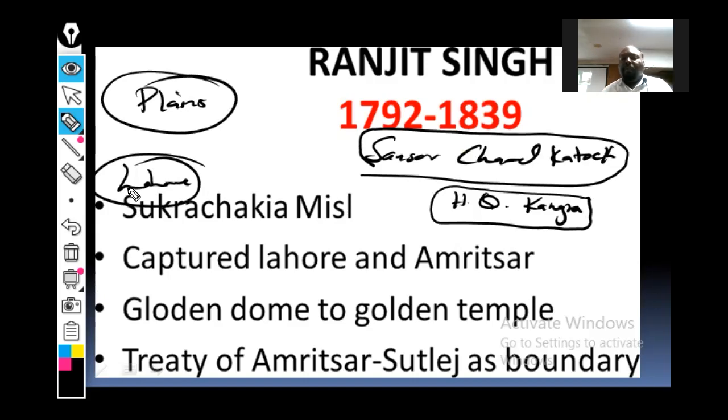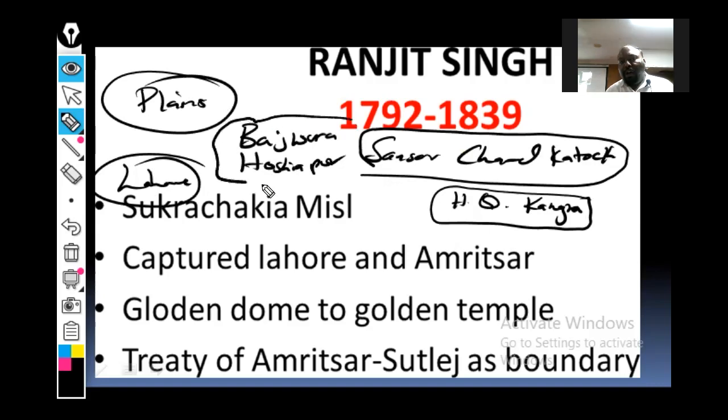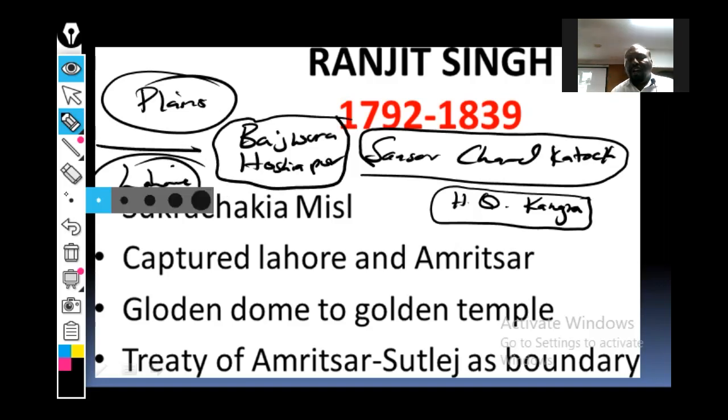So he sends a marching contingent. And by the time Sansar Chand Ghatok had captured Bajwara and Hoshiarpur. When Hoshiarpur was captured, now who gets very much angry? Ranjit Singh. So from Lahore, Ranjit Singh sends an army, and this army goes and decimates Sansar Chand Katok, and he checkmates his advancement, and they regain Hoshiarpur to Maharaja Ranjit Singh.